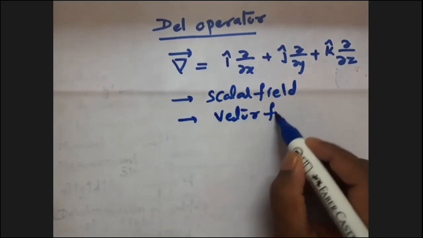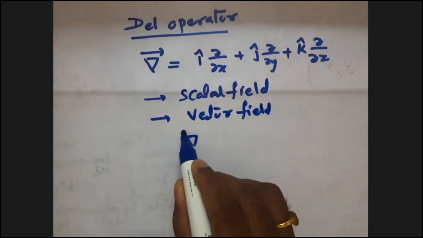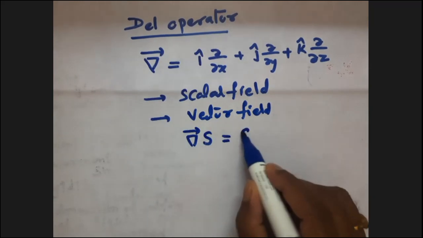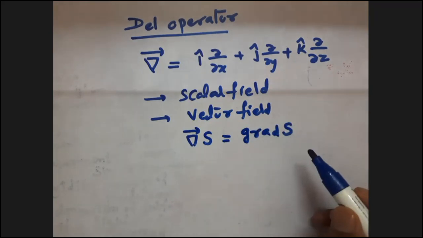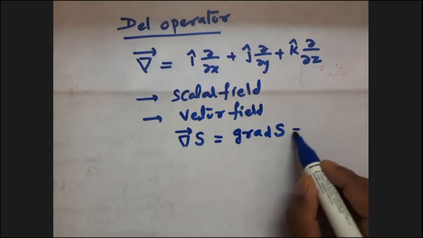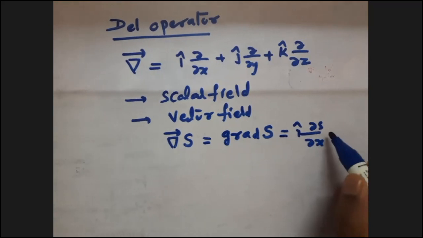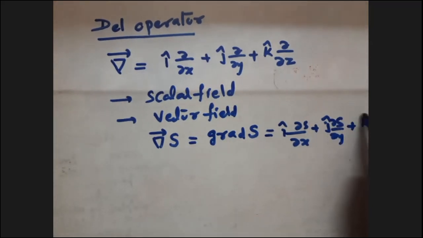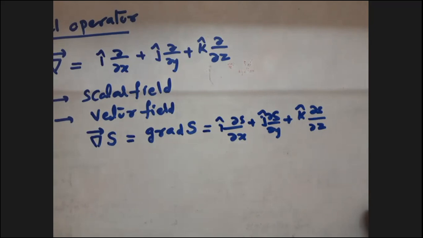If the del operator is operated on scalar field S, we write it as del bar S. That is called grad S, the gradient of scalar field. Gradient of scalar field equals i cap dou S by dou x plus j cap dou S by dou y plus k cap dou S by dou z.